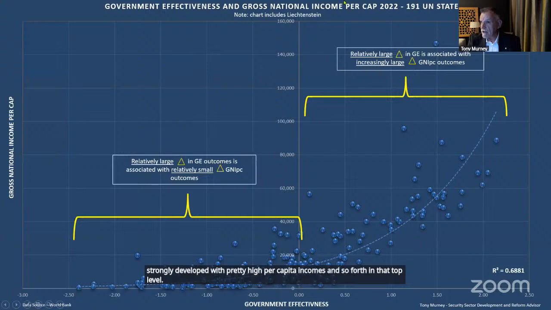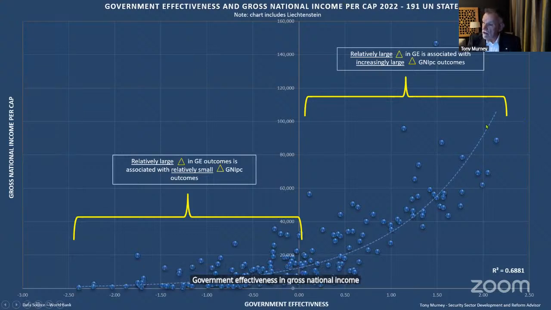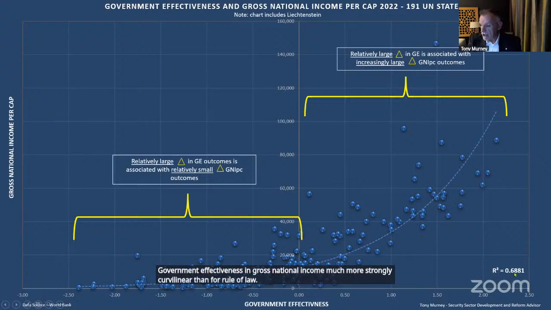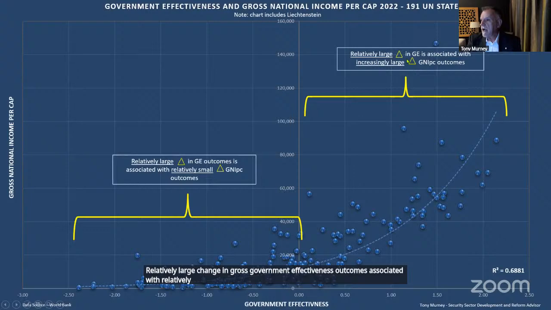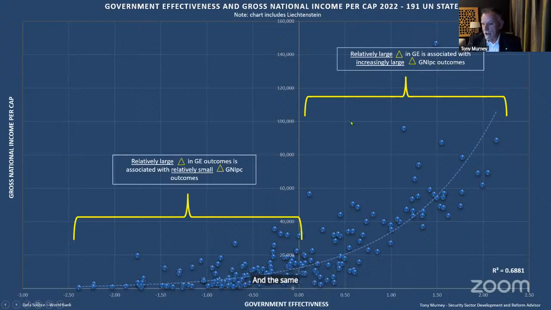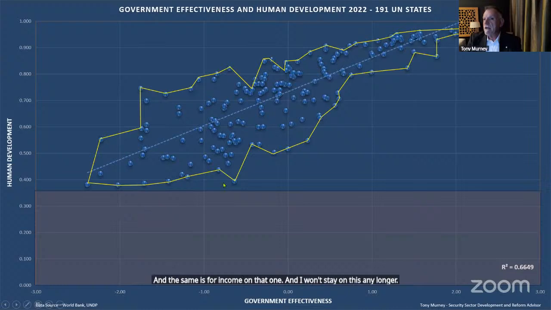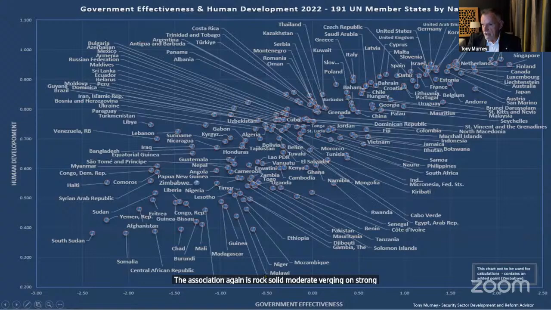Government effectiveness and gross national income is much more strongly curvilinear than for rule of law. The association this time is much stronger, at rounding 69%, with a relatively large change in government effectiveness outcomes associated with relatively small GNI, and the same as for income on that one, and I won't stay on this any longer. You're seeing a similar pattern here with government effectiveness and human development. The association, again, is rock solid, moderate, verging on strong. You can measure them like that.